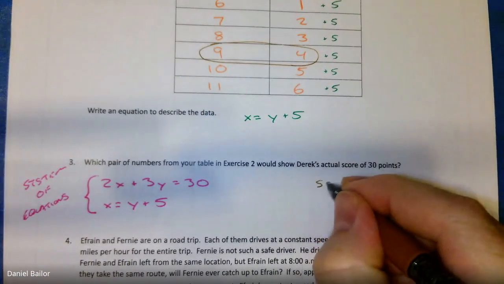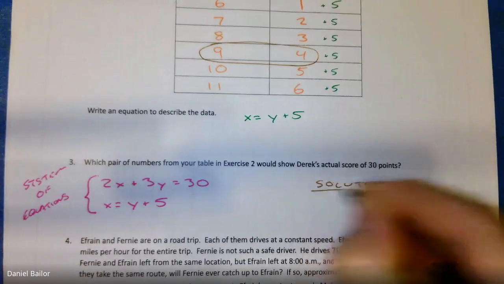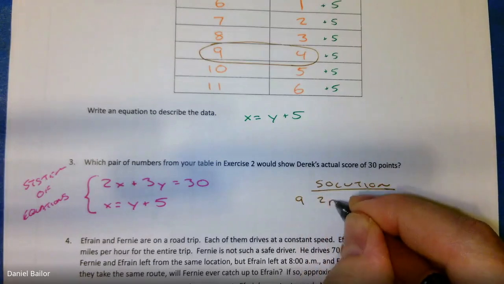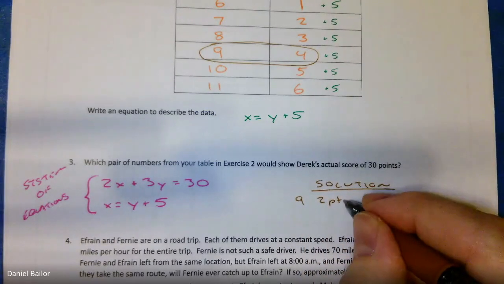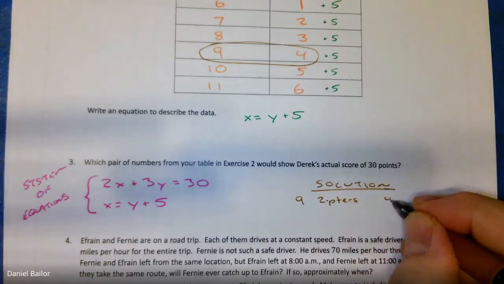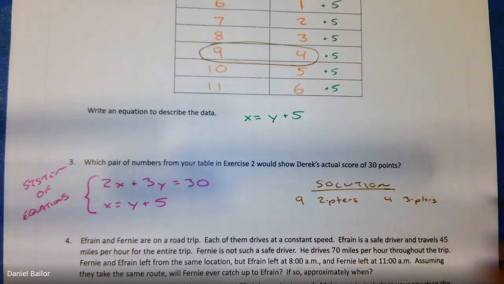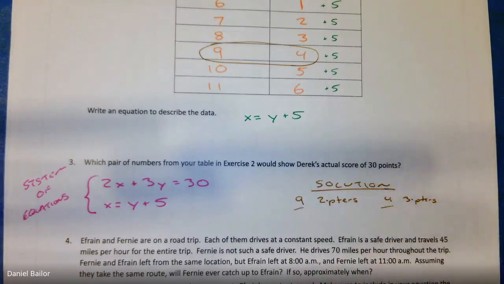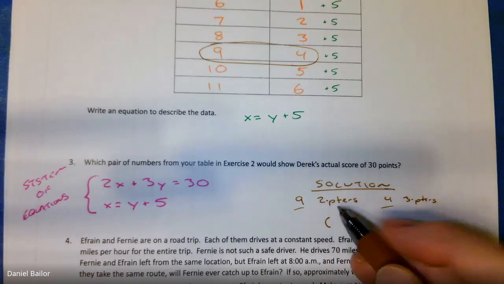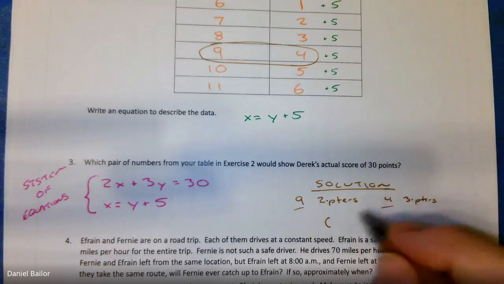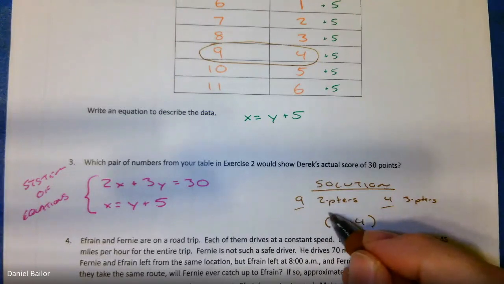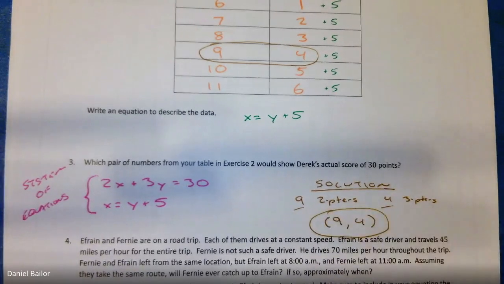So if we want our solution, we say Derek really had 9 2-pointers and 4 3-pointers. That has to be it, because those are the only numbers that work in both equations, that work on both charts. And the way we write this, because 2-pointers were X and 3-pointers were Y, we do 9 for X and 4 for Y. That is our solution to Derek's game.